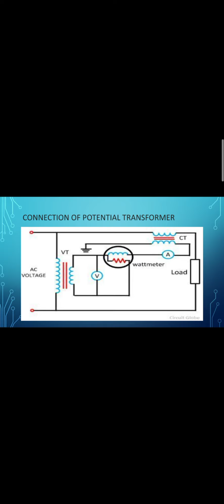So guys, this is our topic, CT and PT, that is current transformer and potential transformer.